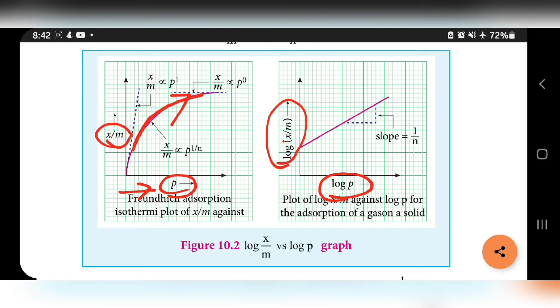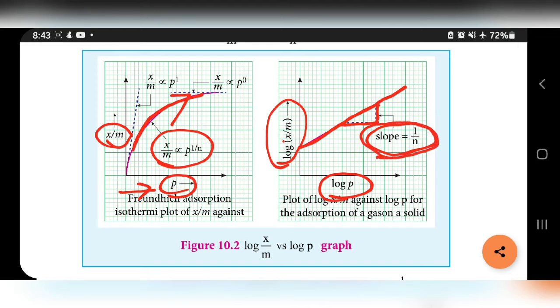and in this graph we will get a straight line. If we find the slope, that slope is equal to 1 by n. From this graph we can understand that absorption is directly proportional to P power 1 by n. That 1 by n value is obtained with this graph.